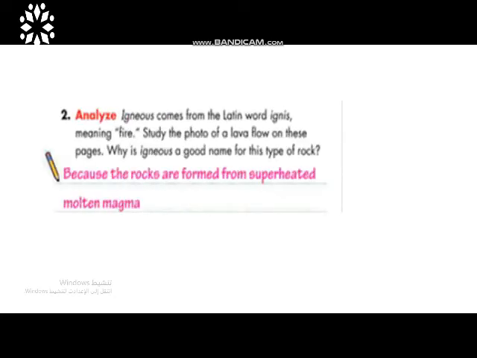Analyze. Igneous comes from the Latin word ignis, meaning fire. So ignis in the Latin language means fire. Study the photo of the lava flow on these pages. Why is igneous a good name for this type of rock? It's easy now, because the rocks are formed from superheated molten magma.